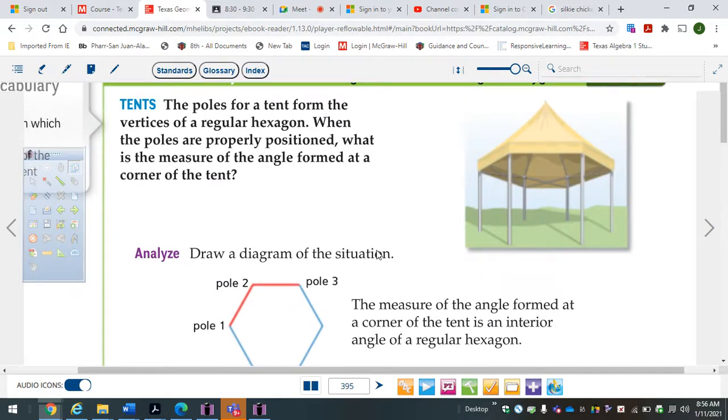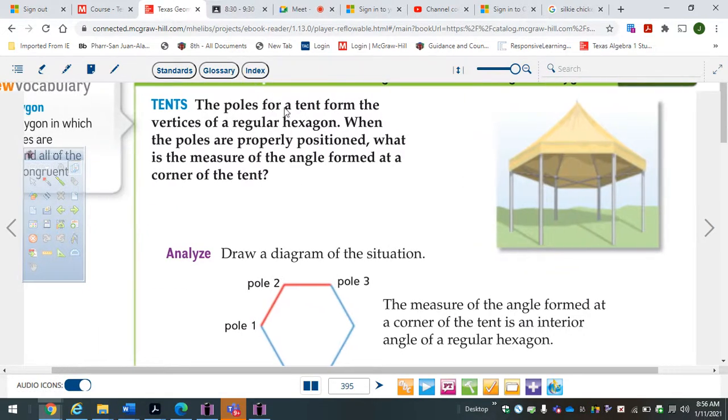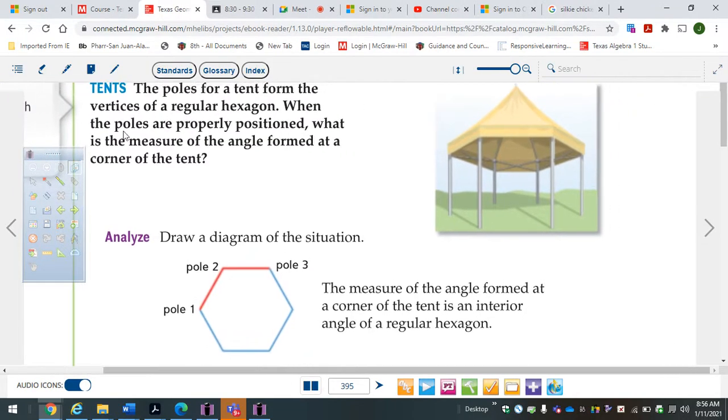So if it says regular, they're equal. They're all the same. Okay, so the poles for a tent form the vertices of a regular hexagon. So I'm going back. Regular means all the angles, you see this angle, basically this is like a top view. All these angles here are the same. They're not showing it here, but all these side lengths are the same. When the poles are properly positioned, what is the measure of the angle formed at the corner of the tent? So basically, what's this angle here?